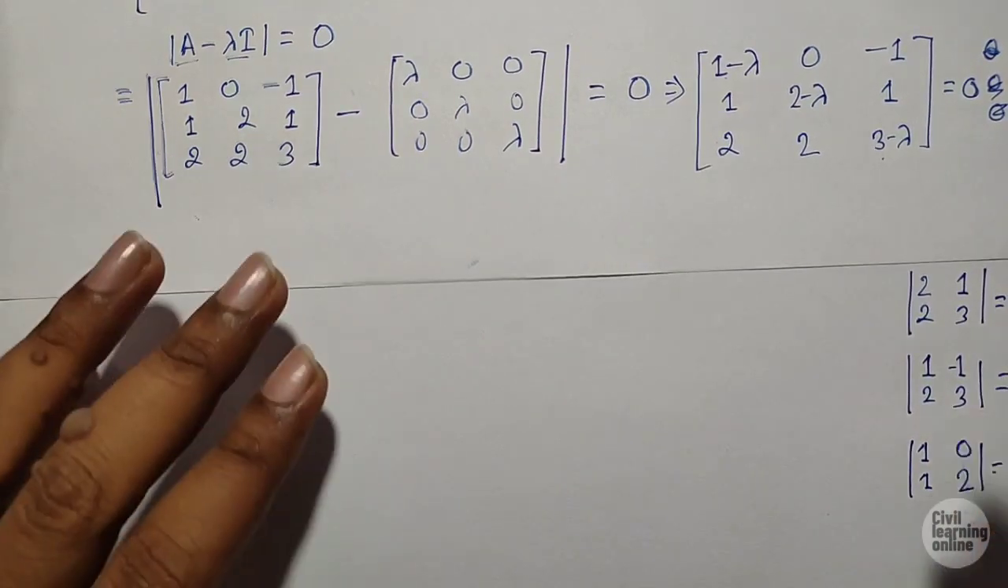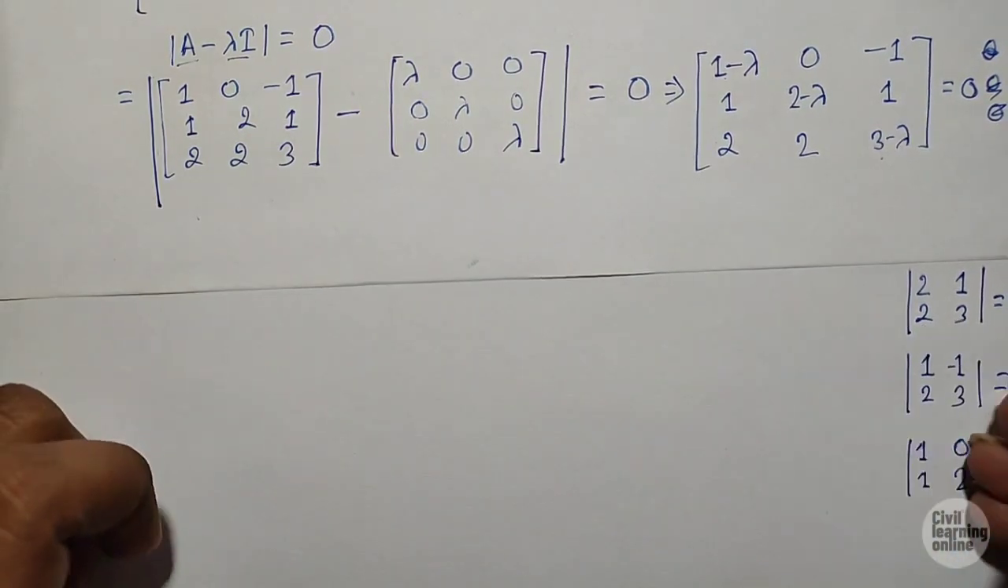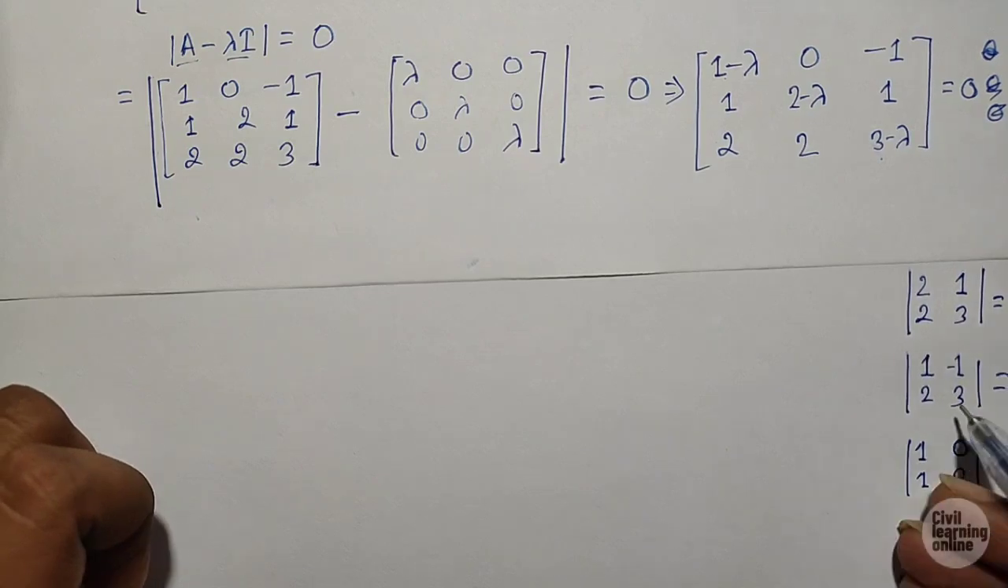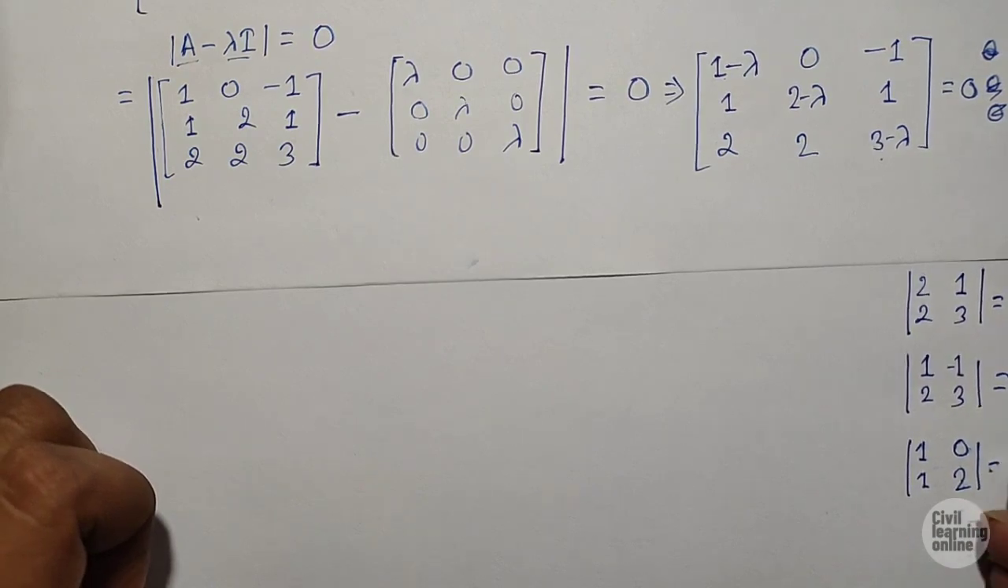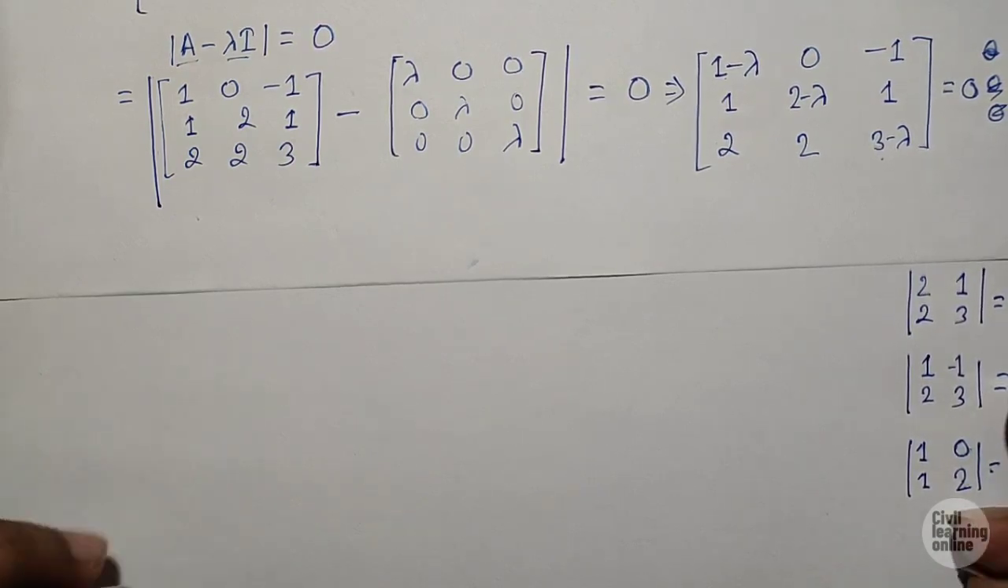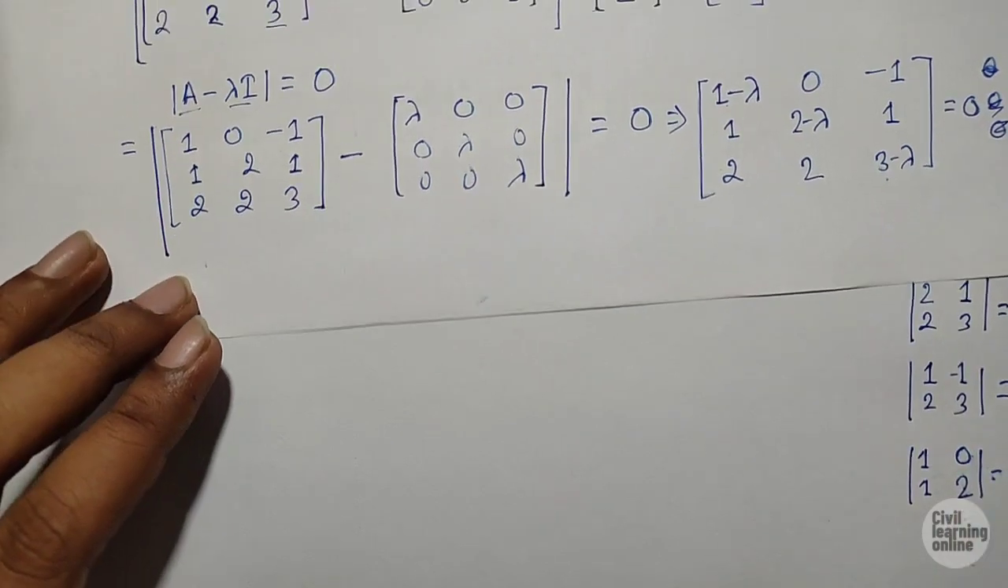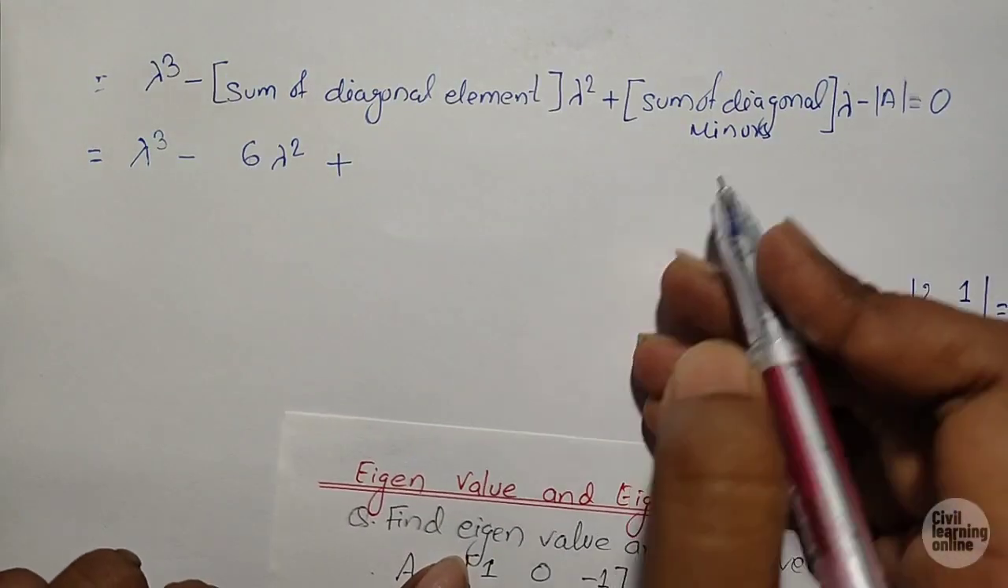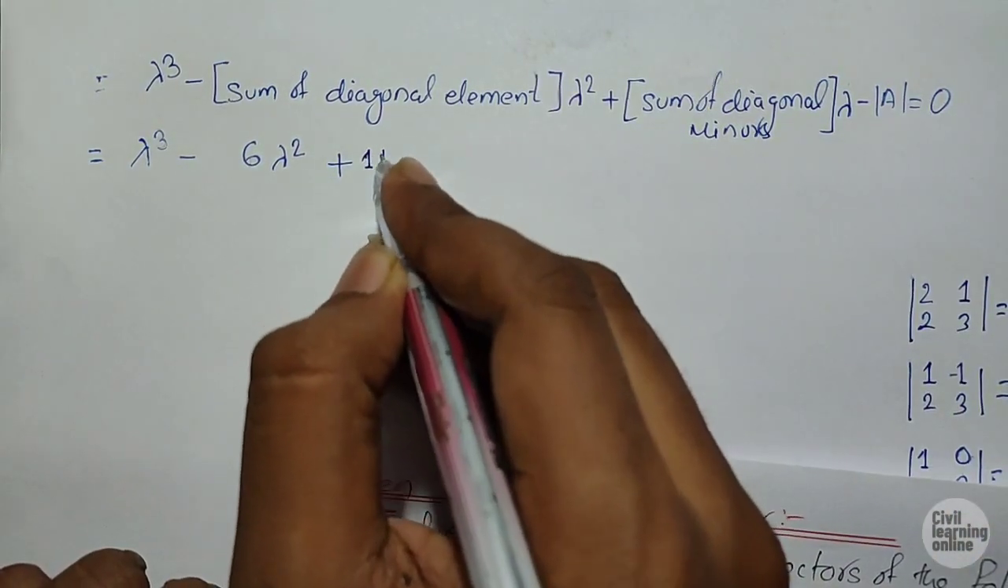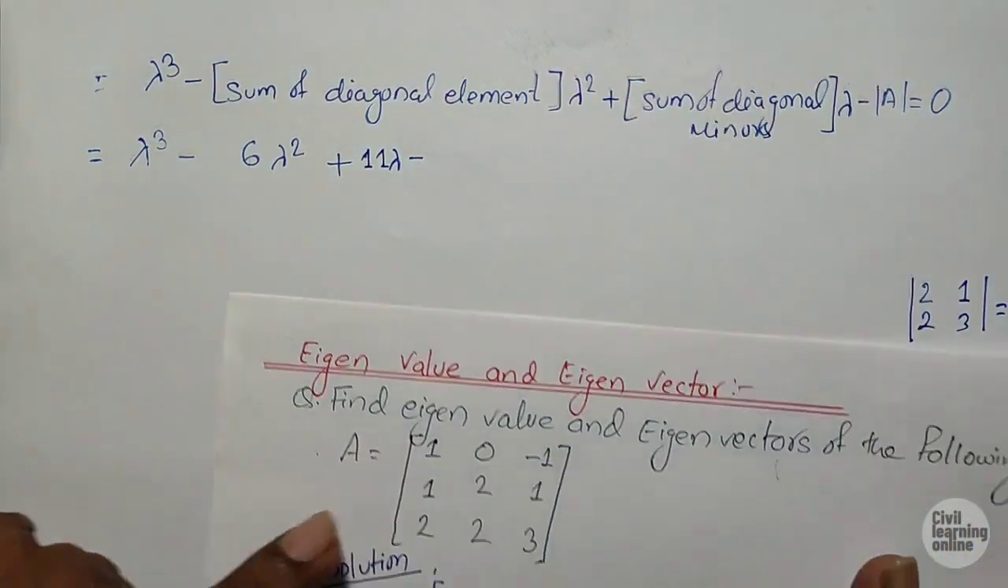Now solve this, you will get 6 minus 2 equals 4, 3 plus 2 equals 5. Similarly, 2 minus 0 equals 2. Now add these three numbers. 5 plus 2, 7 plus 4, 11. Means the sum of diagonal minors is 11 times lambda minus determinant of A.